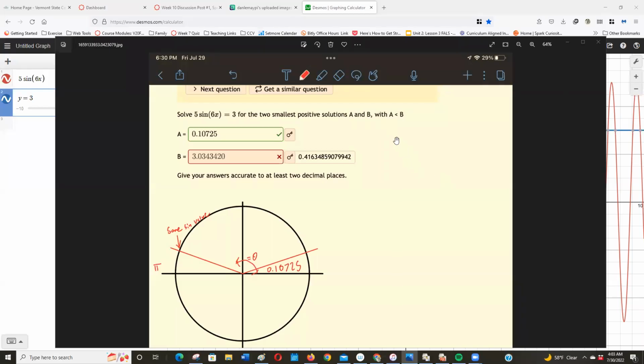Okay, so here's that question in my open math, and some things that we want to notice: I know that this is a sine graph. I know it's got an amplitude of 5. I know the period is here.